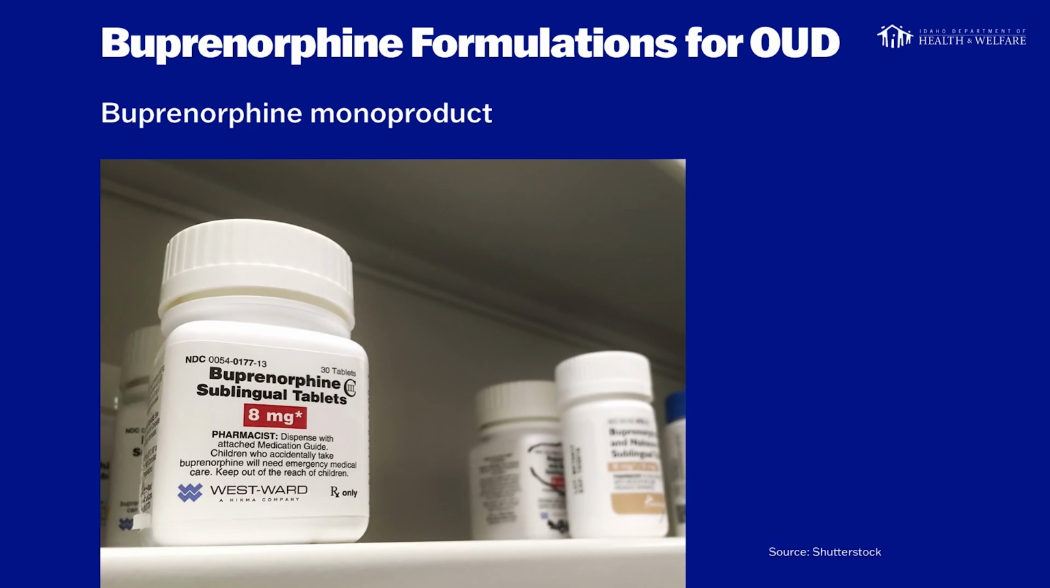I mentioned the mono product. Again, not often that I end up prescribing this. Occasionally somebody has severe headaches as a result of the buprenorphine naloxone combination. It is not common, but there are situations like that when you'll go to the mono product. Also in pregnancy, but again, the combination product has been shown to be safe in that situation as well.